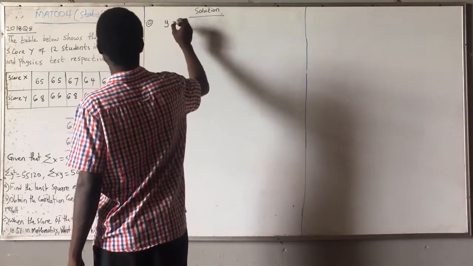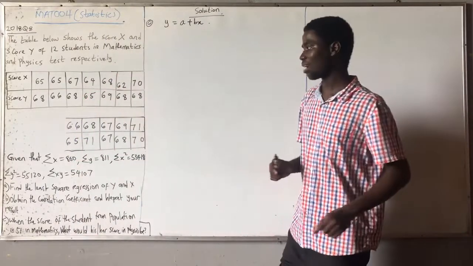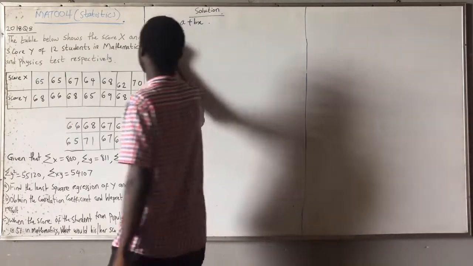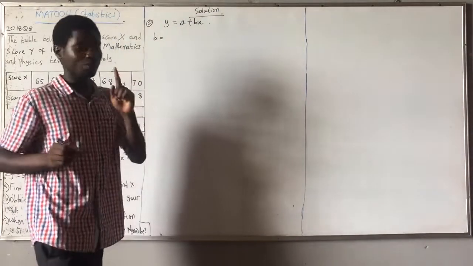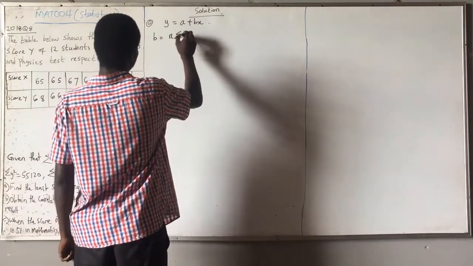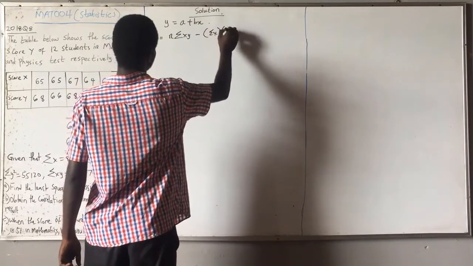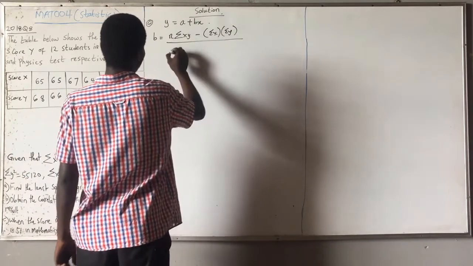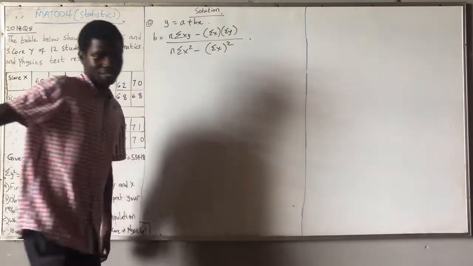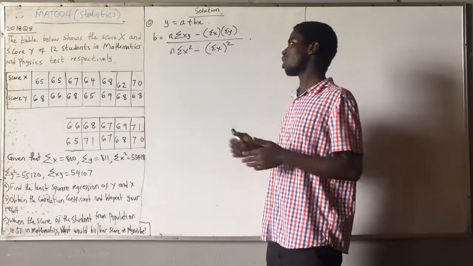They want us to find Y equal A plus BX. So what you just need to find now is A and B. So what is B? The formula you will use for B is equal to N summation of XY minus summation of X summation of Y, all over N summation of X squared minus summation of X all squared. That is the formula you are going to use.